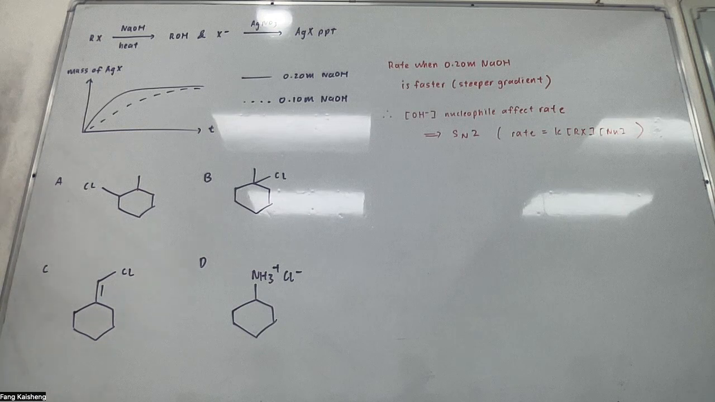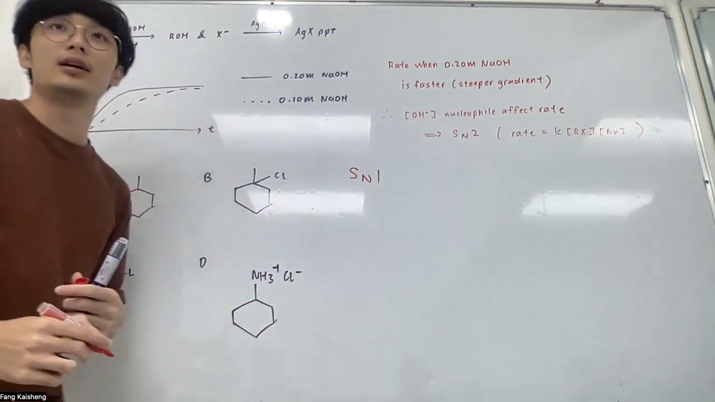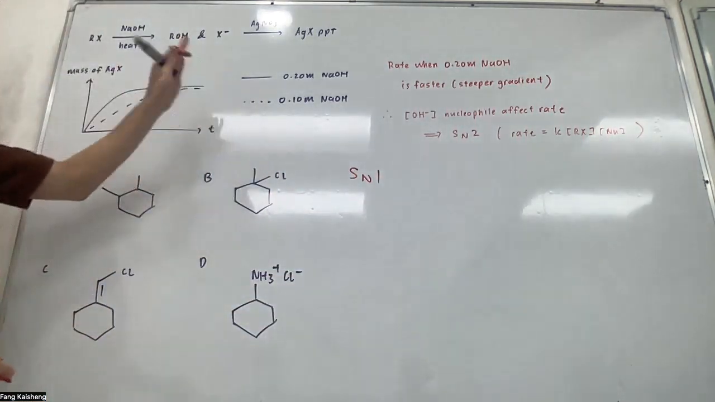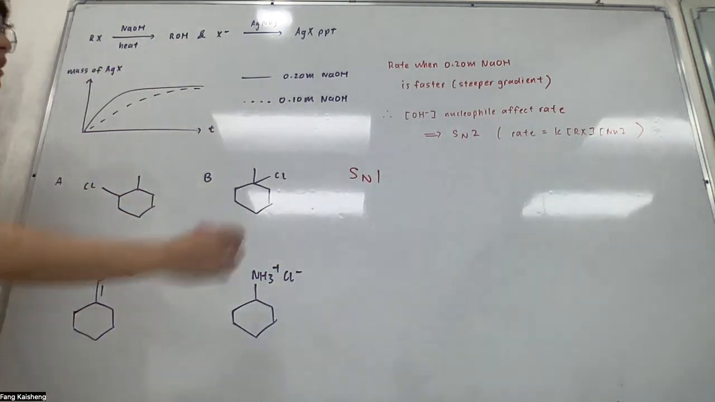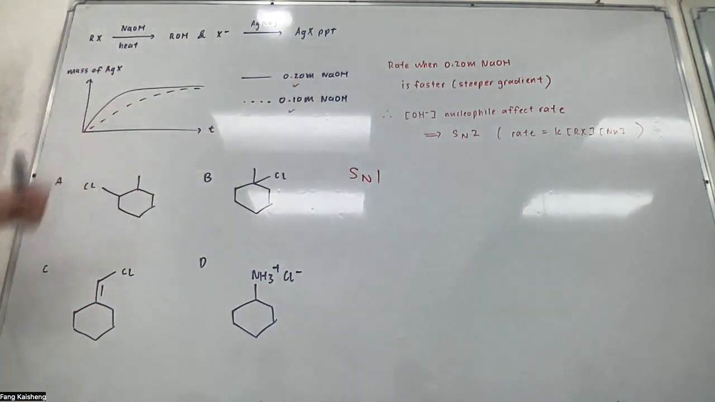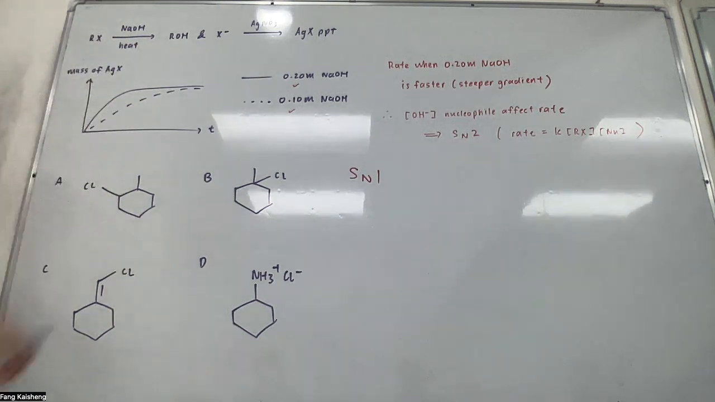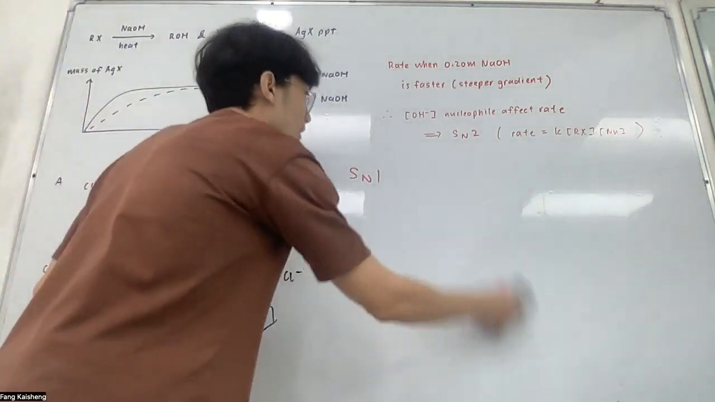Guys, on the converse, to make you understand this a bit better: if this was an SN1 reaction, I say again, if this was an SN1 reaction, and they also used these two concentrations, what would the graph look like? Agree? No matter how much you change the concentration, the graph doesn't change. So that's what happens if you use SN1 instead.